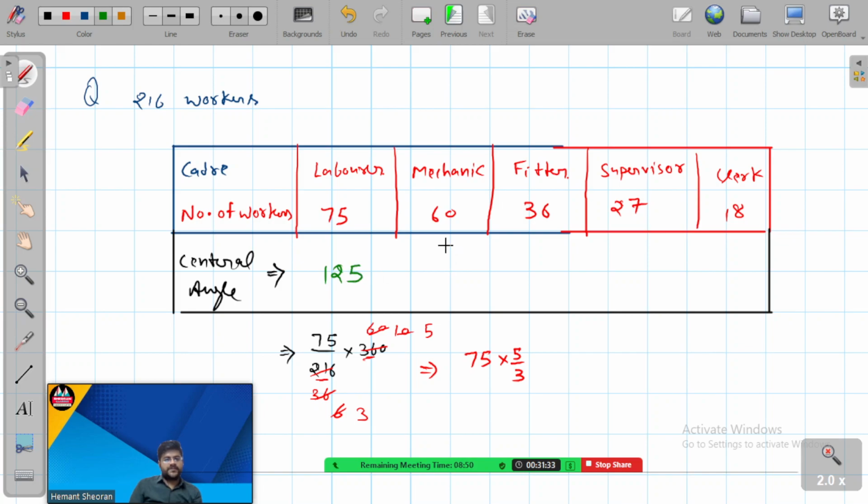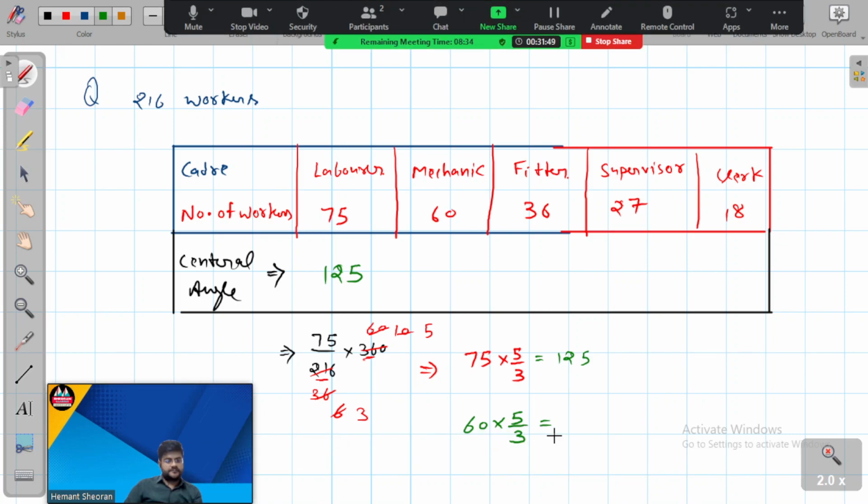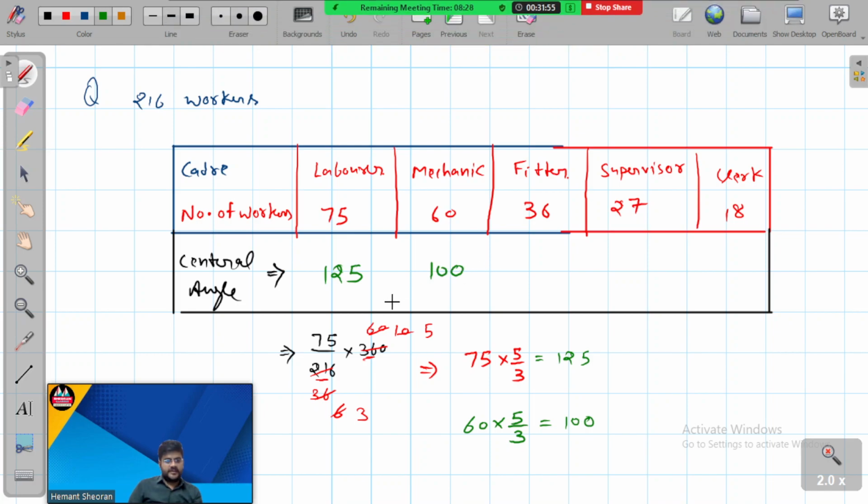Go with the next one. 60 times 5 over 3. What will you get? 100. Perfect. 100. The next one, again by 5 over 3. 60. Next one, 5 over 3.